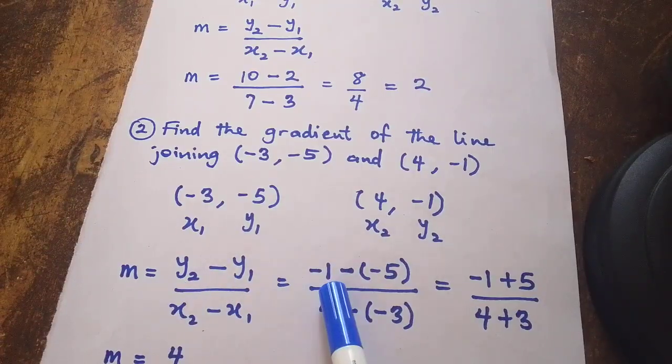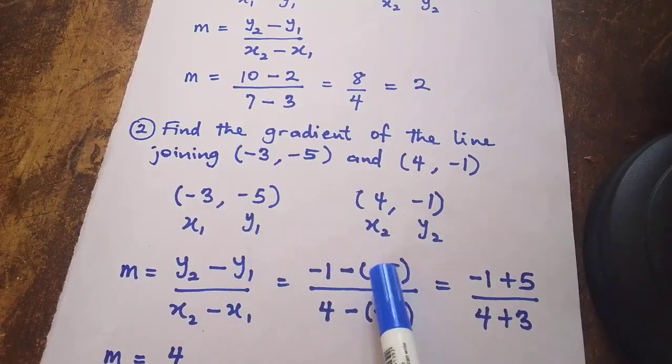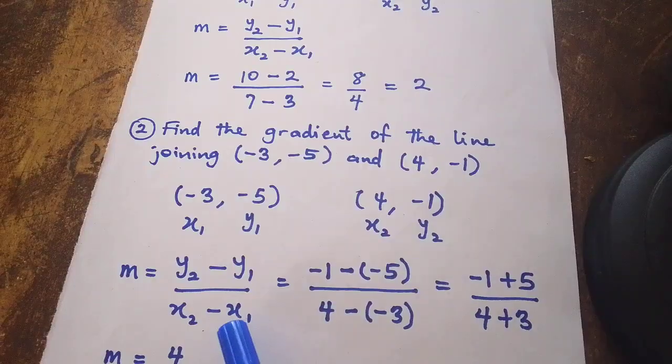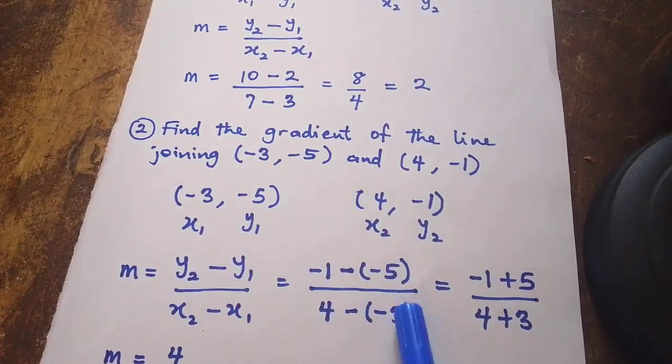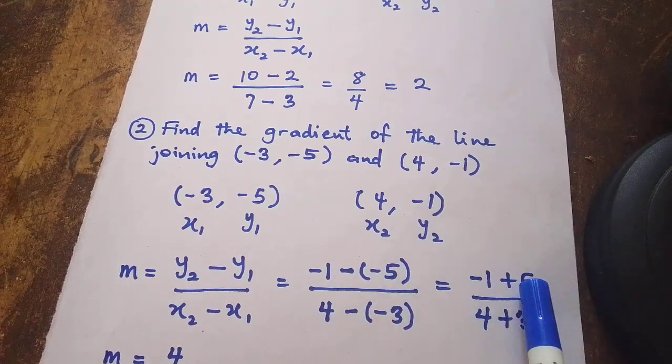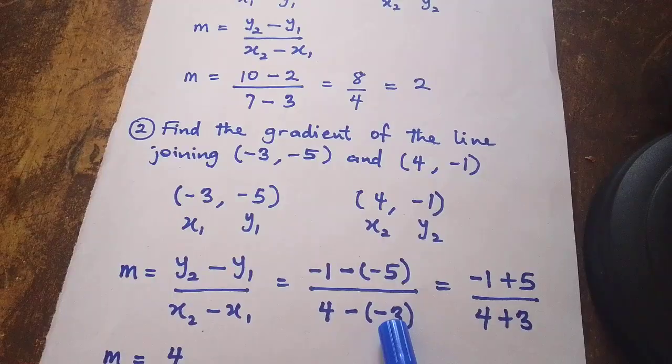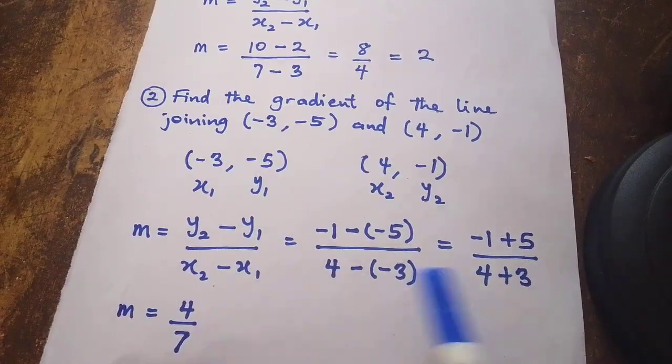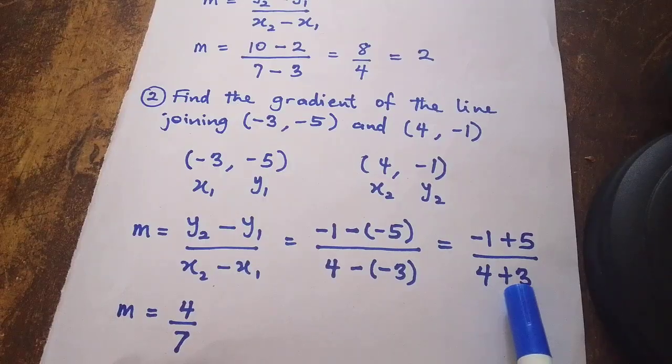Your y2 is minus 1, minus your y1 which is minus 5, over your x2 which is 4, minus your x1 which is minus 3. So minus 1, minus times minus gives us plus 5, over 4, minus times minus is plus 3. Minus 1 plus 5 is 4, over 4 plus 3 is 7. So m is equal to 4 over 7.